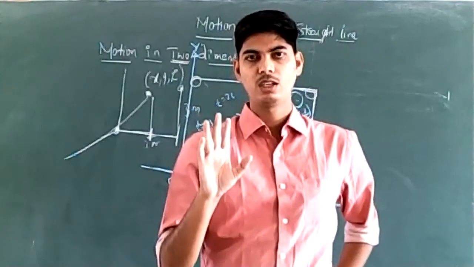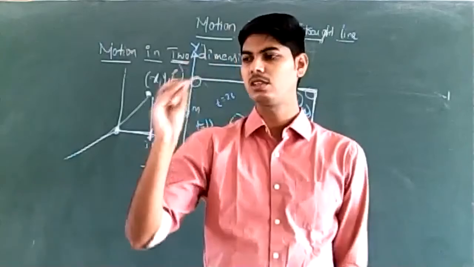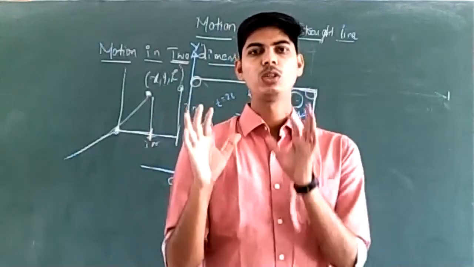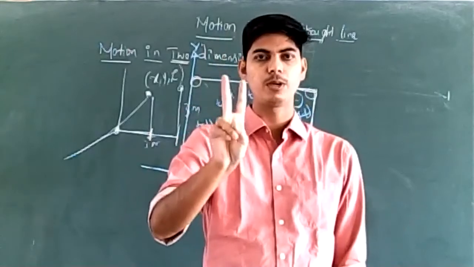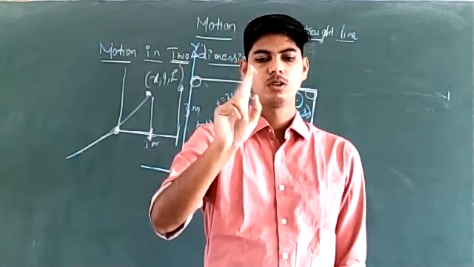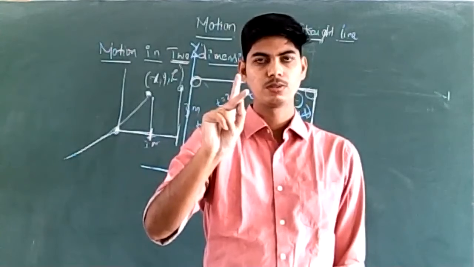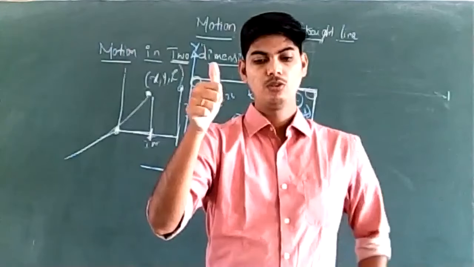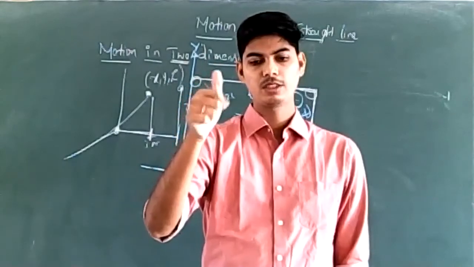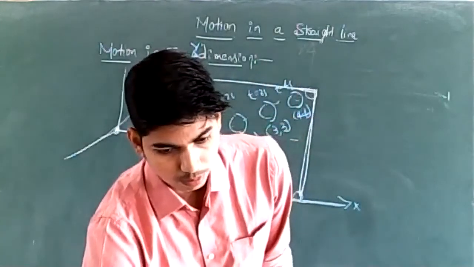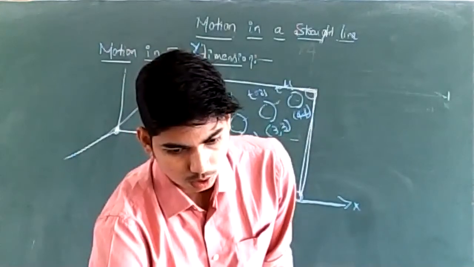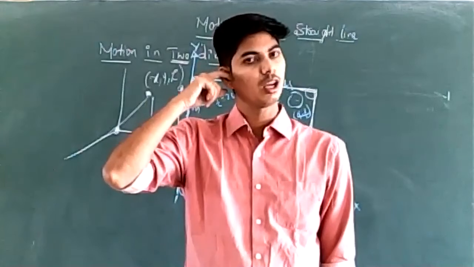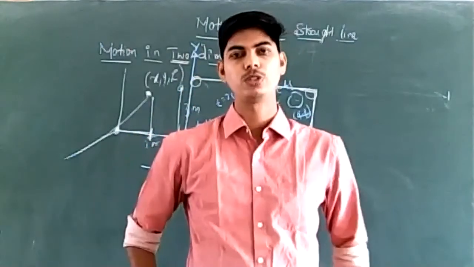Frames of reference clear? Frame of reference is a fixed location with respect to which motion of an object is described. In order to describe motion of an object we need a meter scale and a clock. Okay, so this is regarding the introductory part of motion in straight line.